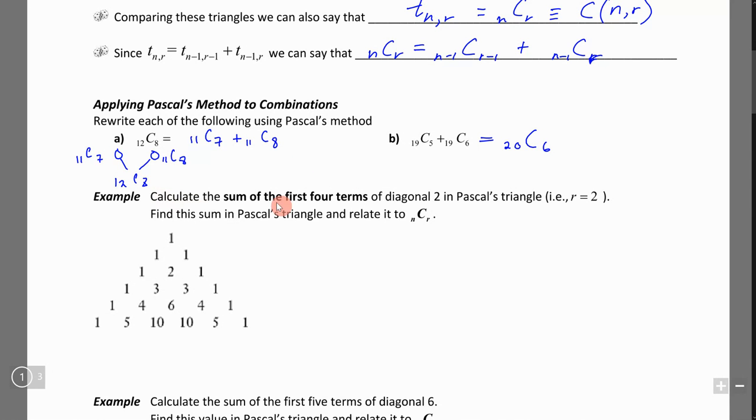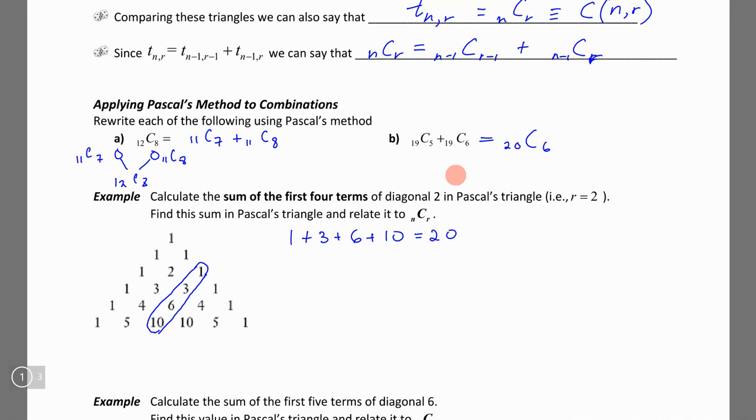Example: calculate the sum of the first 4 terms of diagonal 2 in Pascal's triangle. So r equals 2, so you look for position 2. So 0, 1, 2 would be over here. It starts here at this 1, and we're looking at every number down that diagonal at position 2. So 1, 3, 6, and 10. Find the sum as it relates to combinations. So we're looking at 1 plus 3 plus 6 plus 10, which is equal to 20. As a combination, we can express this as 6 choose 3.